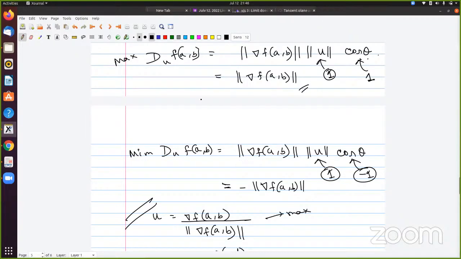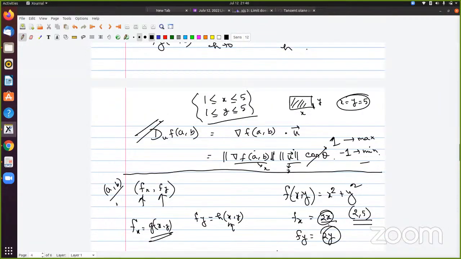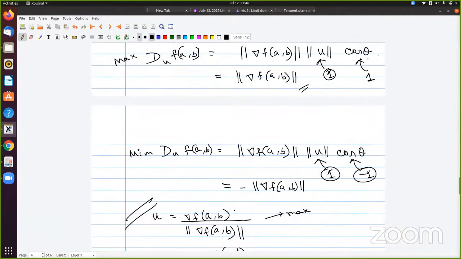Oh okay. So eventually what we got? We got two things, right? The grad of f at (a, b) and u, the product of these two. U is a unit vector, so its norm is 1. So the maximum value is the norm of grad f at (a, b), and the minimum value, yes, you have understood, right?